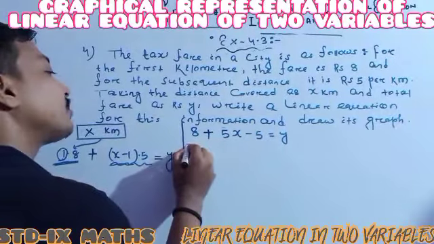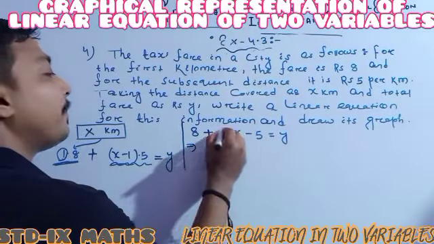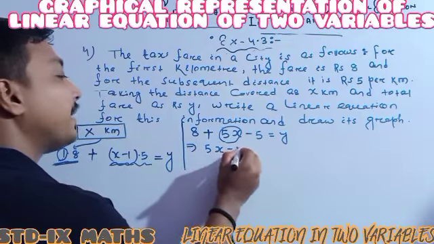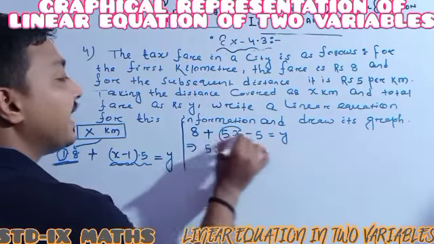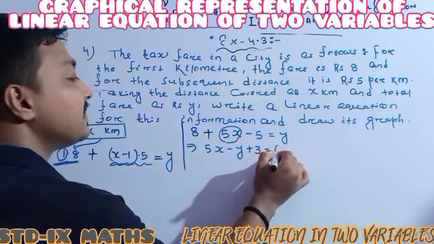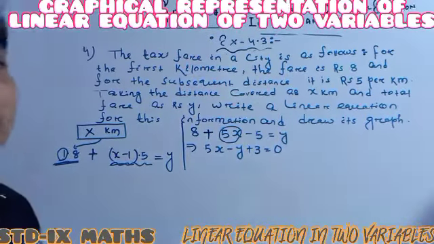Otherwise, once again I am solving it properly. See, 5x, y I am transposing to this side, 5x minus y. Here it is 8 minus 5, which equals 3, plus 3, it is equal to 0.